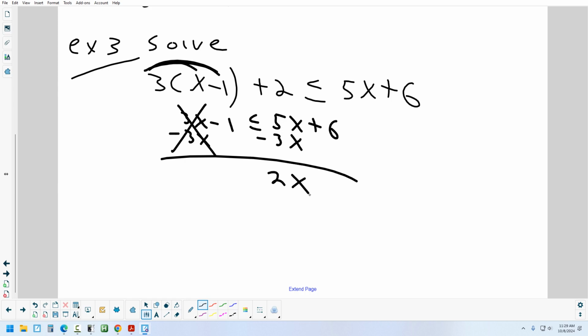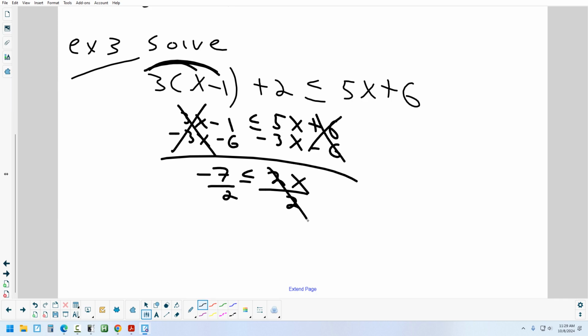I can subtract the 3x and subtract 6. So nothing there. All I did was subtracting. Do not flip the sign when you add or subtract. Okay, last step, divide by 2.